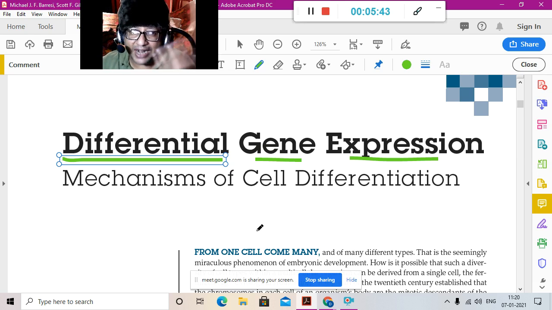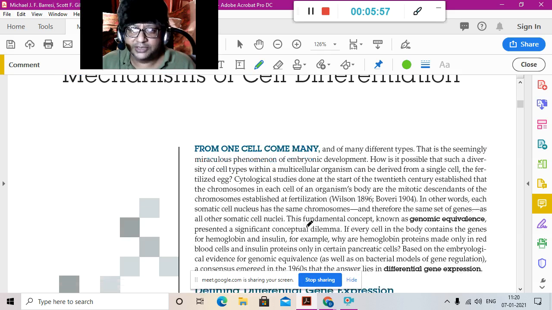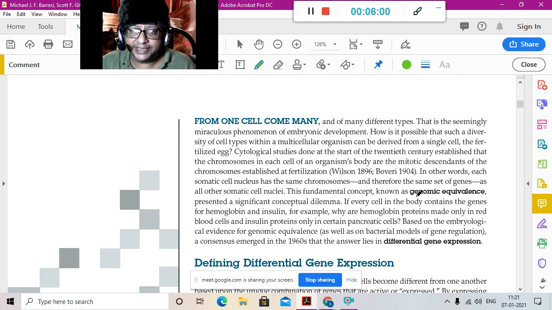In this part you can overlap this particular chapter with your molecular biology paper, eukaryotic gene expression. This chapter has a lot of overlapping topics. So the concept of genomic equivalence says that somatic cell nuclei have the same number of chromosomes. That is, your nerve cells have the same number of chromosomes as your liver cells, as other somatic cell nuclei. And so the answer to why cells are different is differential gene expression.